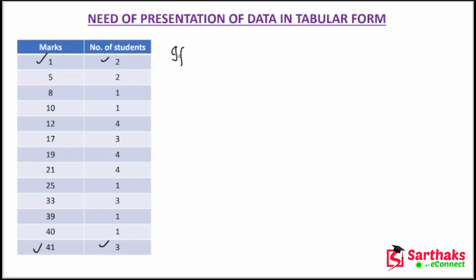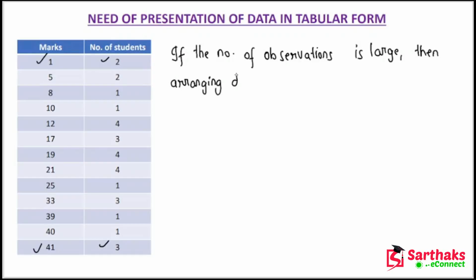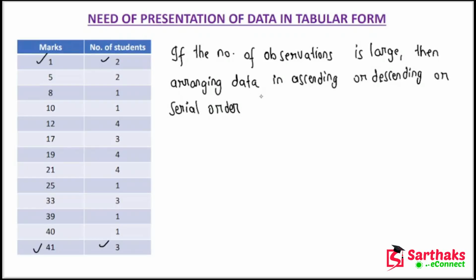So its simple reason is that if the number of observations is large, then arranging data in ascending or descending, or serial order, that is alphabetical order or serial order, is a tedious job.